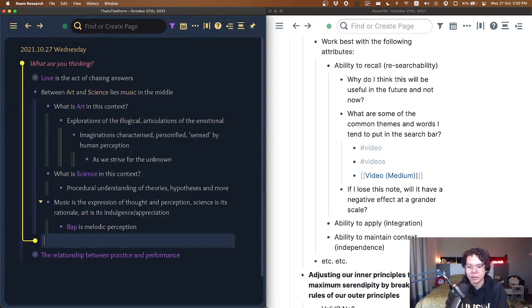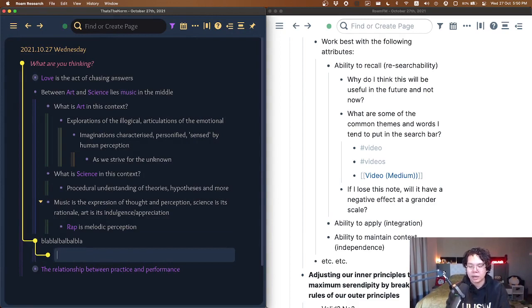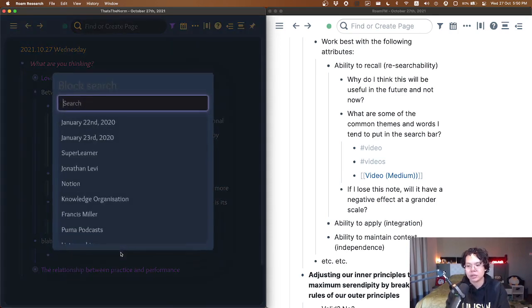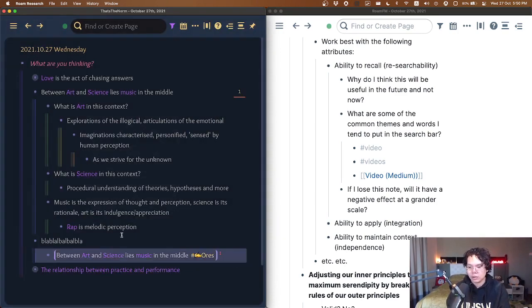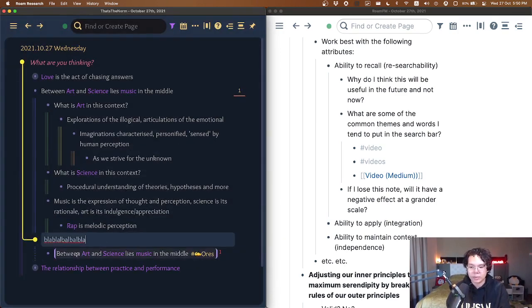So as an example, I'm writing blah, blah, blah, and I want to explore this again. I write here, "or" art, science, music. I use my advanced block search, "or" art, science, music. Boom, and it comes back up again. It makes it a lot easier for me to recall something if I've written it with proper intention. So that's one example.